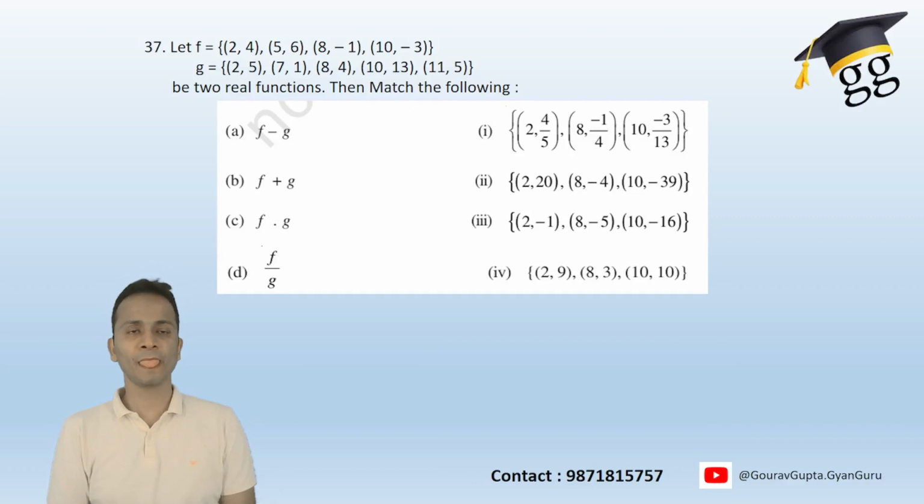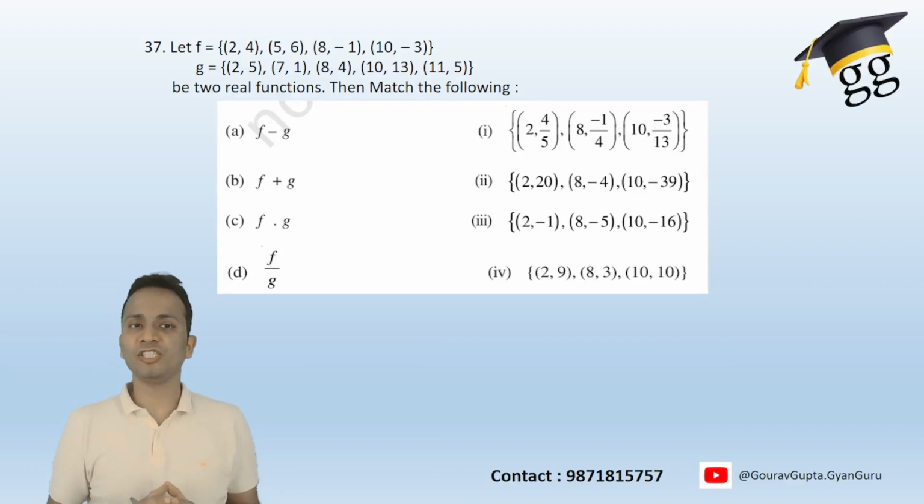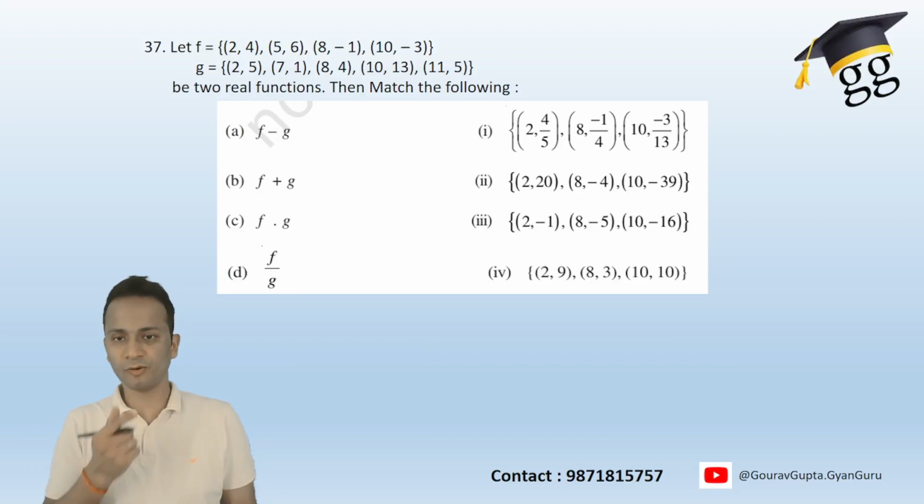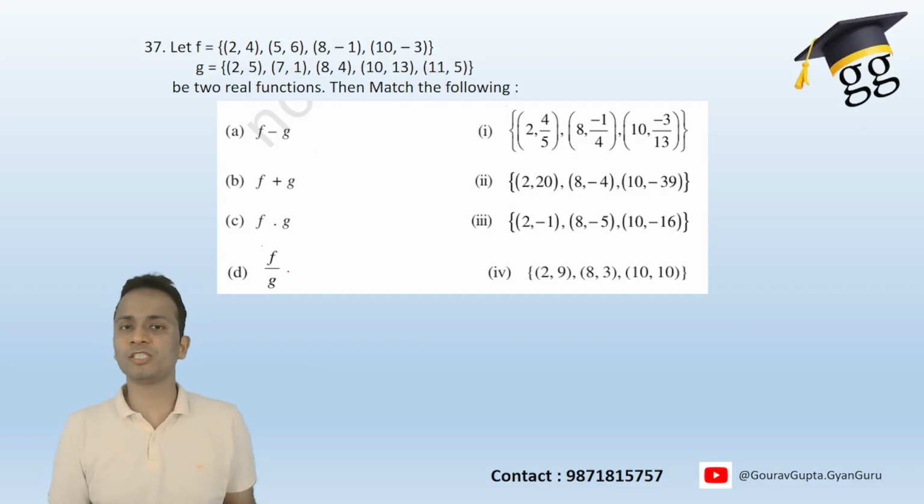The function f and function g are defined, and you will have to match the following. So on the left hand side you have f minus g, f plus g, f multiply g, f divided by g. Now we have just seen in the previous question what needs to be done for such cases. So first of all these four functions will be defined only for the common set of values. So let's mark the common set of values. So 2 is common, 5 is not common, 7 is not common, 8 is common, and 10 is common.